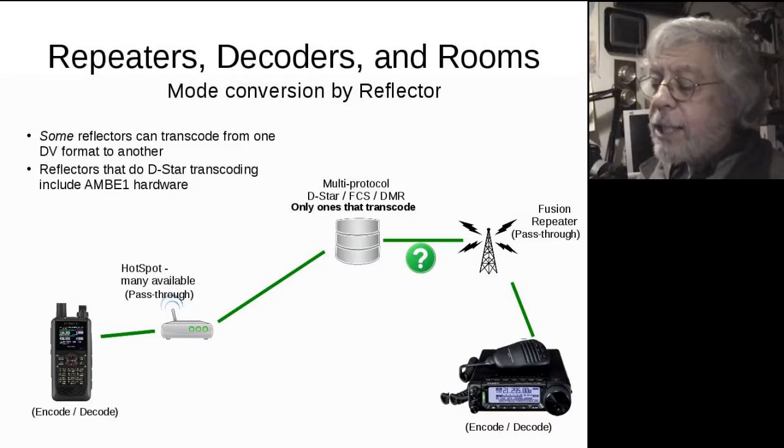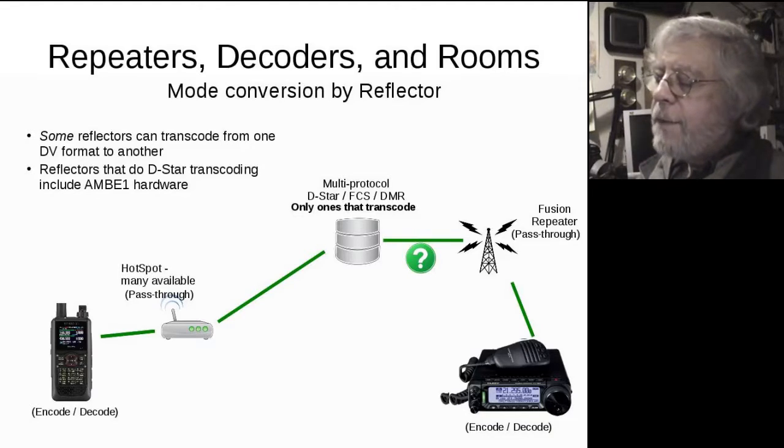But these hotspots are pass-throughs. So if I want to talk from my D-Star D74 to Bob's, what do you got, Bob? FT400, whatever it is, the FT400 transceiver, I can't do that unless there's a box in the middle somewhere that has a decoder chip in it. And this is a very key piece of the puzzle.